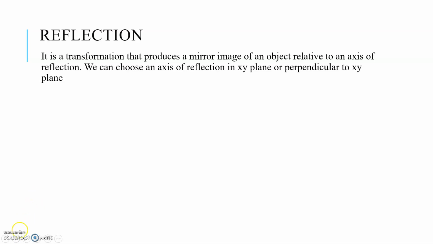The next is reflection. Apart from the basic transformations, the other two additional transformations are reflection and shearing. Reflection is a transformation that produces a mirror image of an object relative to an axis of reflection. We can choose an axis of reflection in the xy plane or perpendicular to the xy plane.